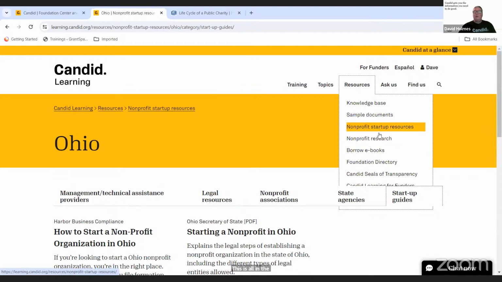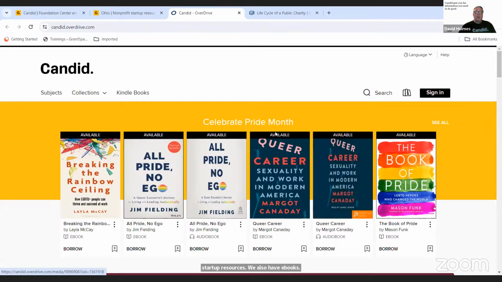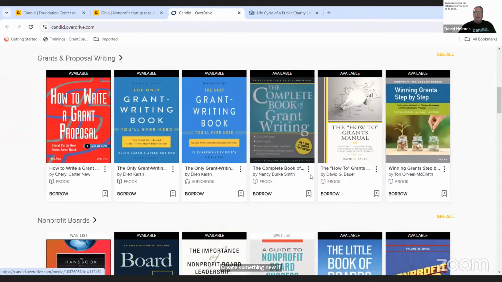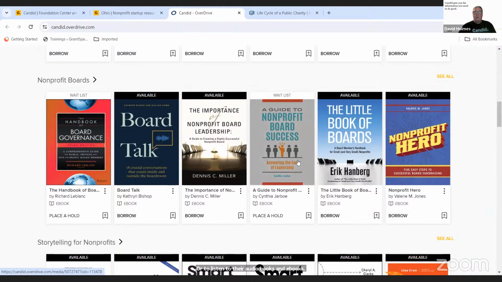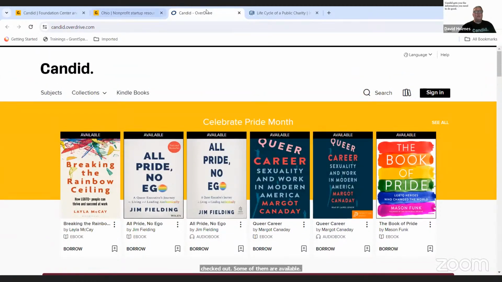We also have ebooks. If you're looking to create something new, if you're looking to write grants, if you're looking to understand how to work with your board, we have all these free books that are free to download or to listen to. They're audiobooks and ebooks. And there's many, many different ones. Some of them are checked out. Some of them are available anytime. All you need to do is register on our website and you can use them totally free.